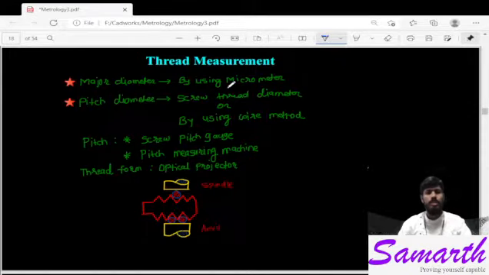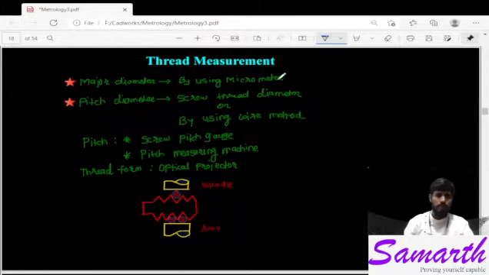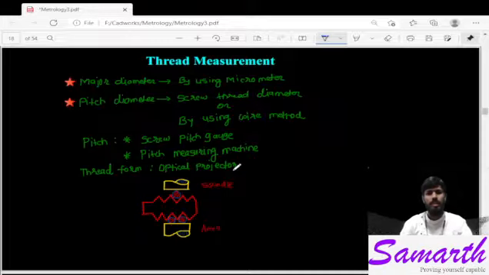In the previous lecture, I taught you how to use this micrometer for linear measurement. Now, pitch can be measured with the help of a screw pitch gauge, or a pitch measuring machine is also there. And the thread form can be seen just by looking at the threads, but if the threads are very small and it is unable to identify whether the shape of the thread is V shape or acme, then we will use the optical projector.